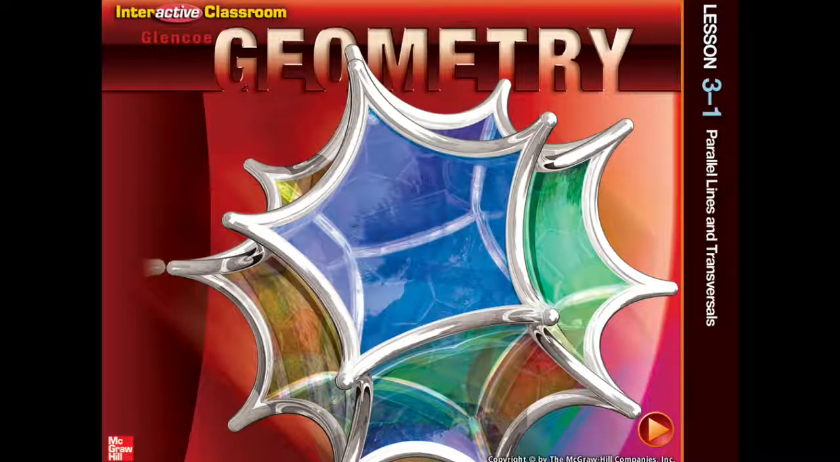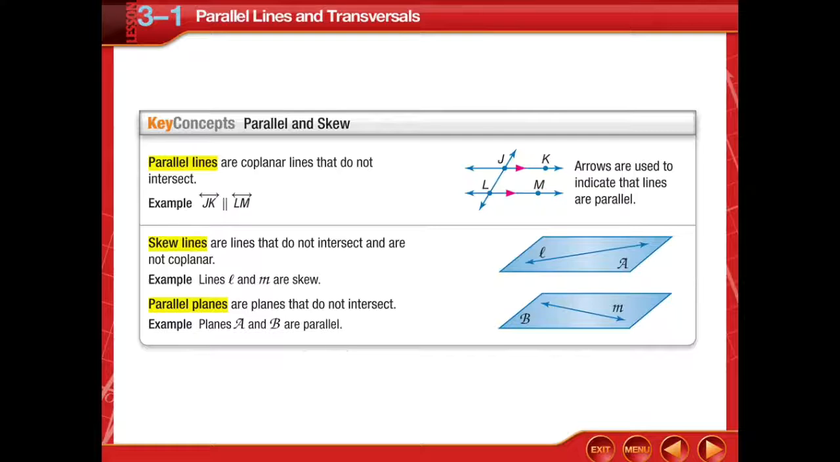This video will be on Chapter 3, Lesson 3-1, Parallel Lines and Transversals. The first few vocabulary words are on this slide. Parallel lines are coplanar lines that do not intersect. So line JK and line LM are parallel. We can say line JK is parallel to line LM.